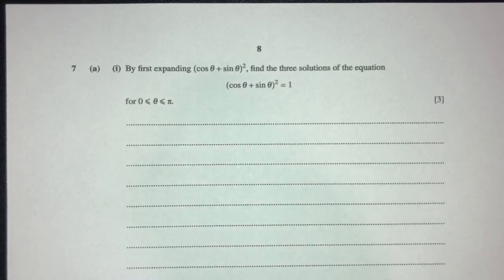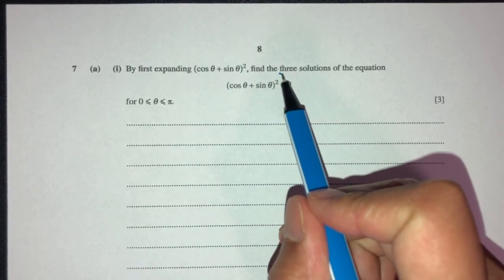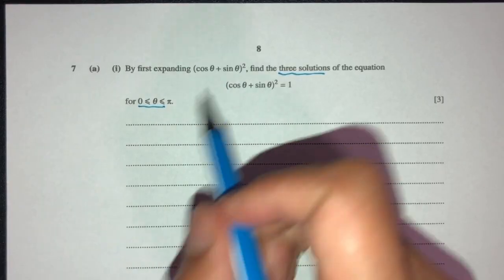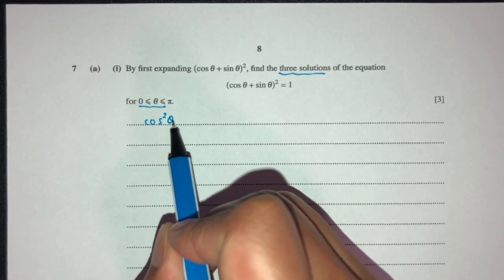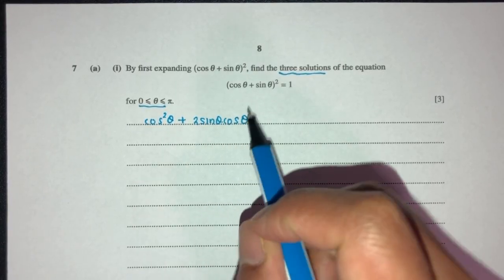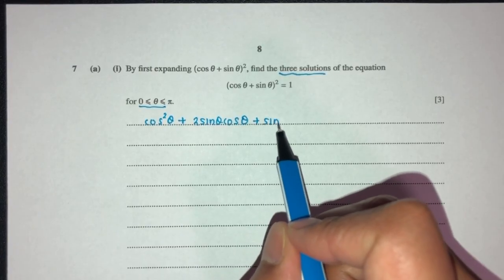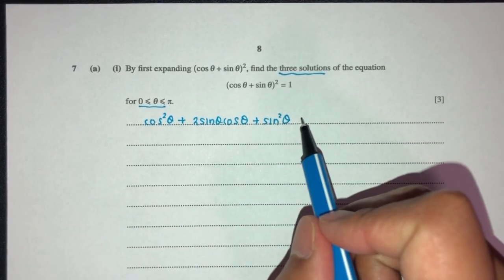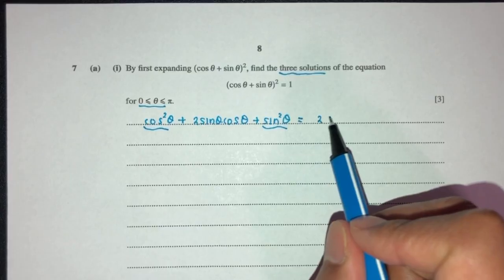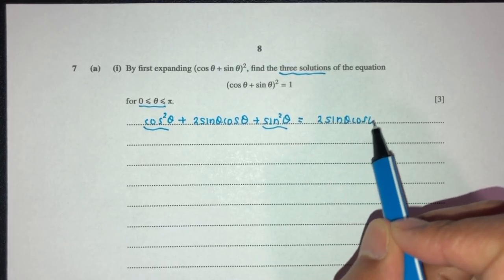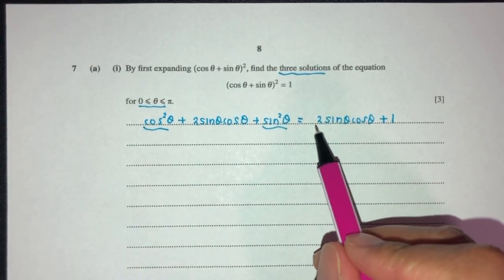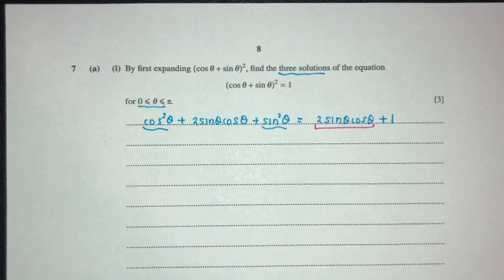We start by first expanding this whole thing right here. We have to find the three solutions of this equation for this domain. So let's first expand this. So that will become cos squared theta plus 2 sine theta cos theta, right? And then we have plus sine squared theta. Now simplify. We have cos squared plus sine squared, that will be the value of 1. So we have 2 sine theta cos theta plus 1. So this whole thing will become this. Now if you want to simplify further, you can also simplify this, but there's no need, it's up to you.